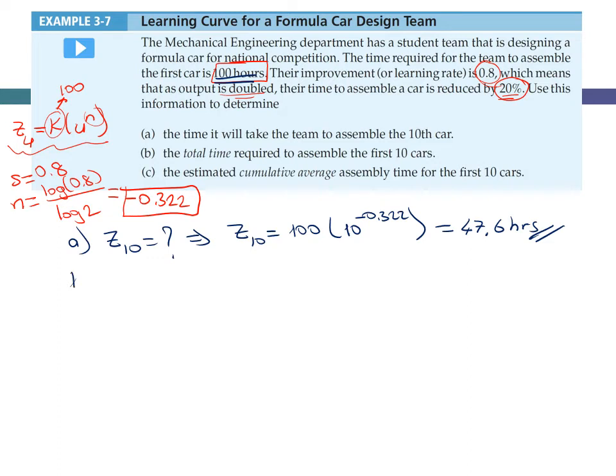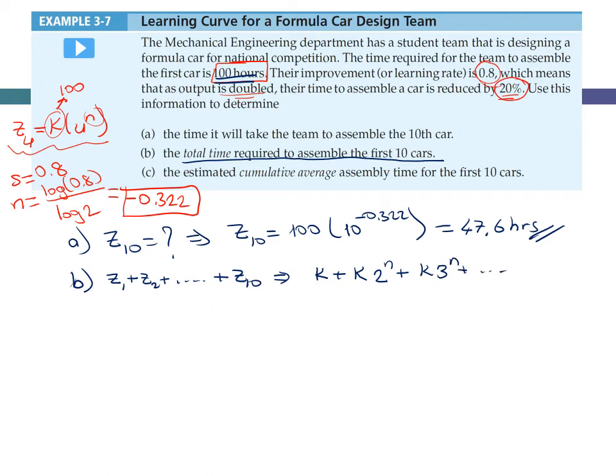In part B of the question, we are asked to determine the total time required to assemble the first 10 cars. What does it mean? We need to calculate Z1 plus Z2 up to Z10, the cumulative time, all the time necessary to complete these. Remember the formula. Z1 is equal to K. Z2 is equal to K times 2 to the power n. Z3 is equal to K times 3 to the power n. And the 10th one is equal to K times 10 to the power n.